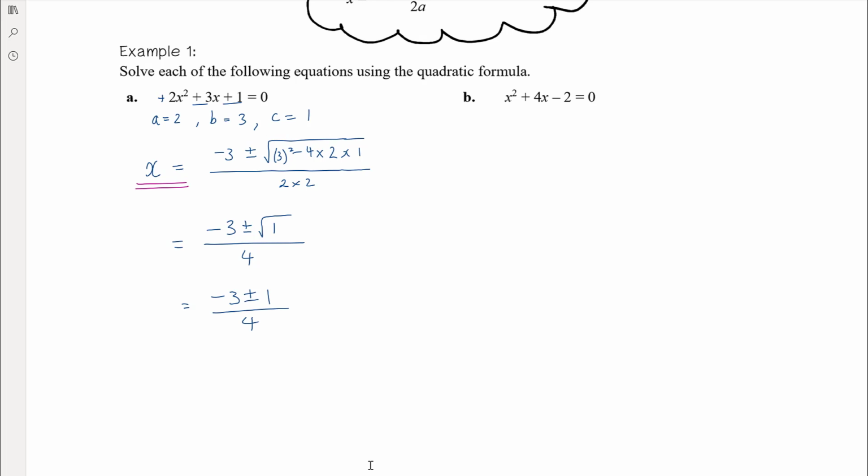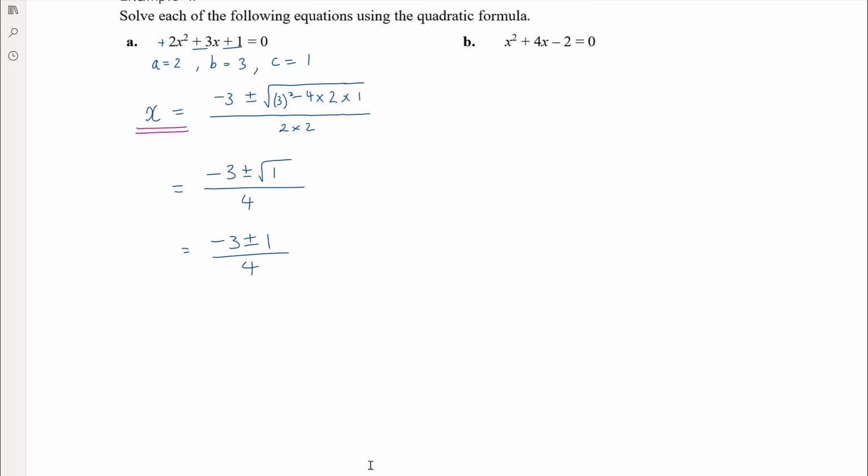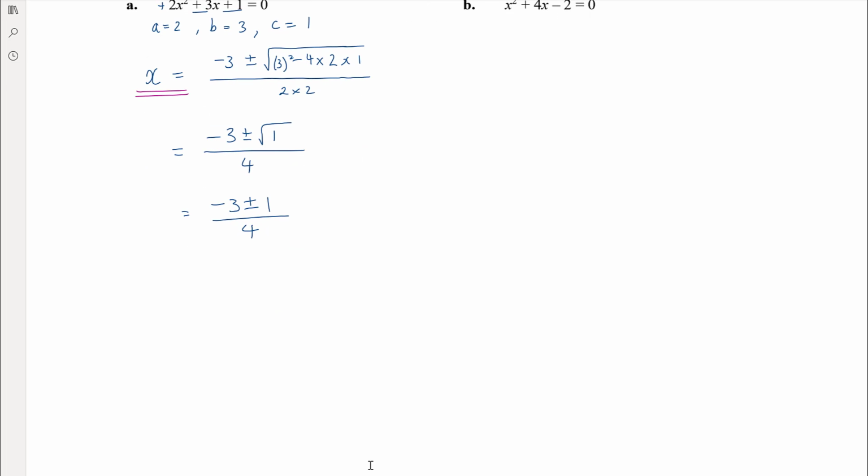Now that won't usually happen. Usually you'll still have a surd, because if that does happen, it's because you could have factorised it and you shouldn't really be getting to this point. Okay, so there's our two solutions. Now we haven't finished. You can't leave that because you can actually simplify. If that was a surd, we wouldn't necessarily be able to simplify it any further, but we can work out what negative 3 minus 1 and negative 3 plus 1 is, so we need to do that.